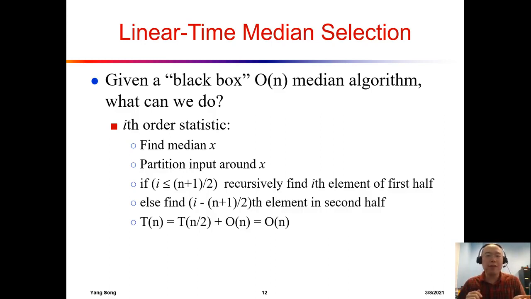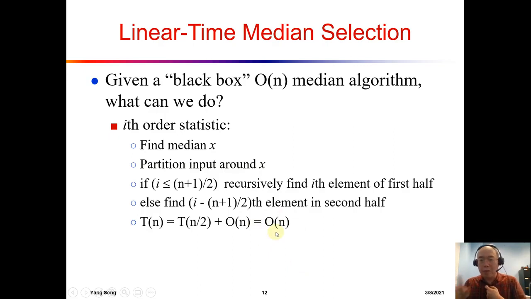And then after we have the 50 to 50 partition, depending on the ith order statistic, the i value we are looking for, we only have to do the search in either the lower half or the upper half. So in this case, we can simply do the recursive calls, and then we are able to find the ith order statistic, or the ith smallest value in this array, without sorting all the values. And this will be an O(n) algorithm.